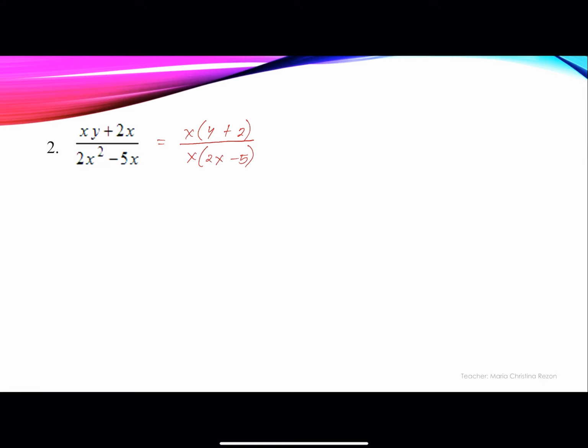Then you simplify that. You can cancel out x. By the way, you cannot cancel x and x here in this part. Here, you cannot cancel anything. Why? When the terms are separated by a plus or a minus, you cannot do cancellation. You have to make it a factor before you can cancel. So like here, you can cancel x and x. So what is left is y plus 2 all over 2x minus 5. And this is now your answer.